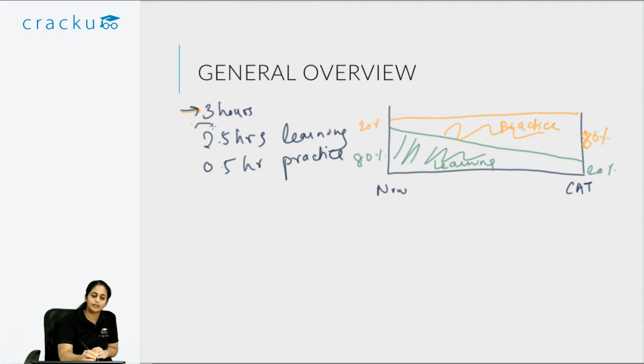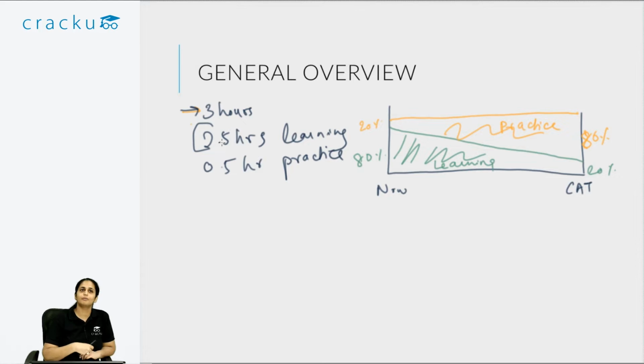In terms of learning, I don't mean just reading. Learning is active learning: reading a particular concept and solving concept tests from that topic. So the 2.5 hours is not just reading. It also involves solving, attempting LR sets and RC sets, but that is more focused solving, not general solving.